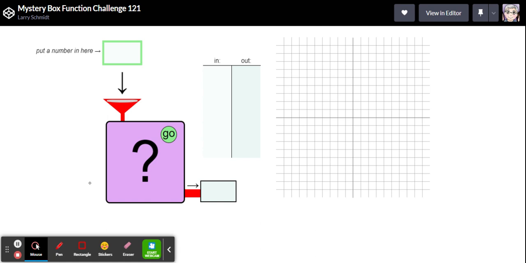In the purple box there's some math and your challenge is to figure out what that math is. You can use the link in the description to try this out, and when you think you've got it, come on back and see if we get the same thing.